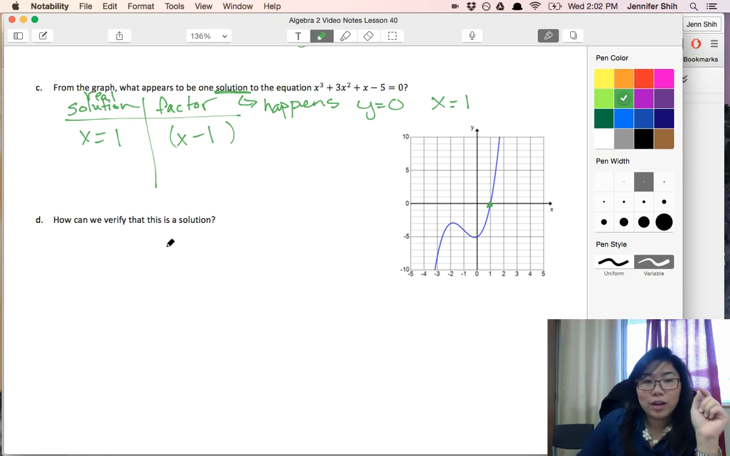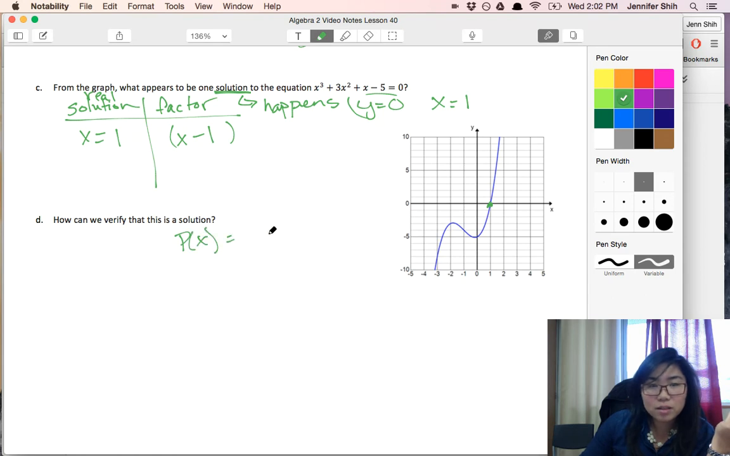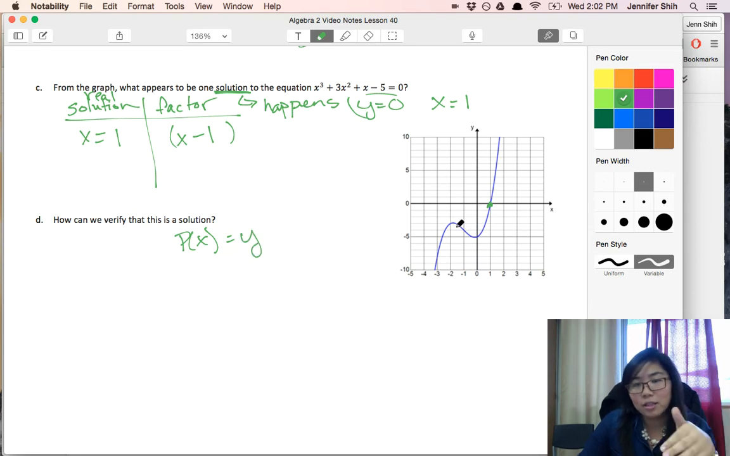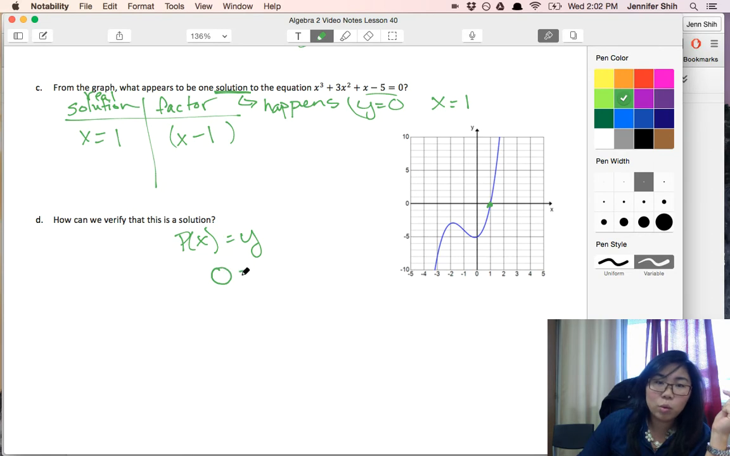How can we verify that this is a solution? Well, we said when y is equal to 0. The other thing that you have to remember is that p of x, whenever we talk about a function and we say p of x or f of x, that is also equal to y in this case. It means whatever we put in for x, we're going to get a y value. In this case, the y value is 0. So let's set 0 equal for y, and y is also equal to our function, our polynomial function.